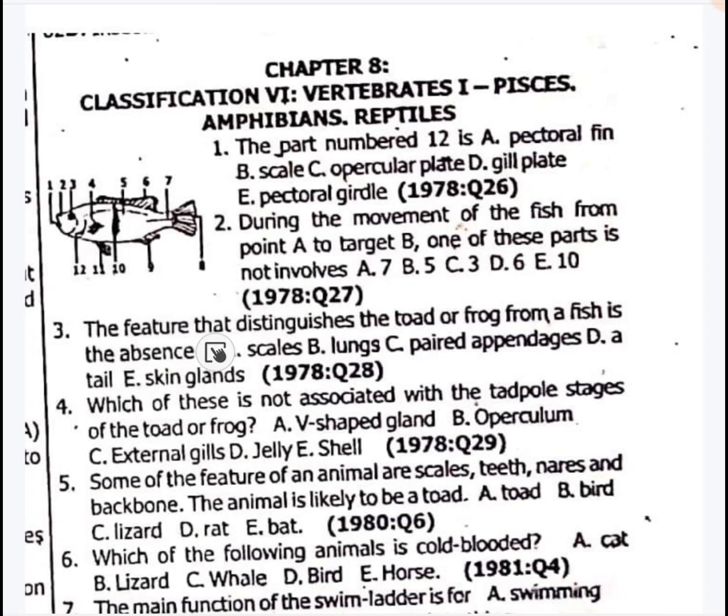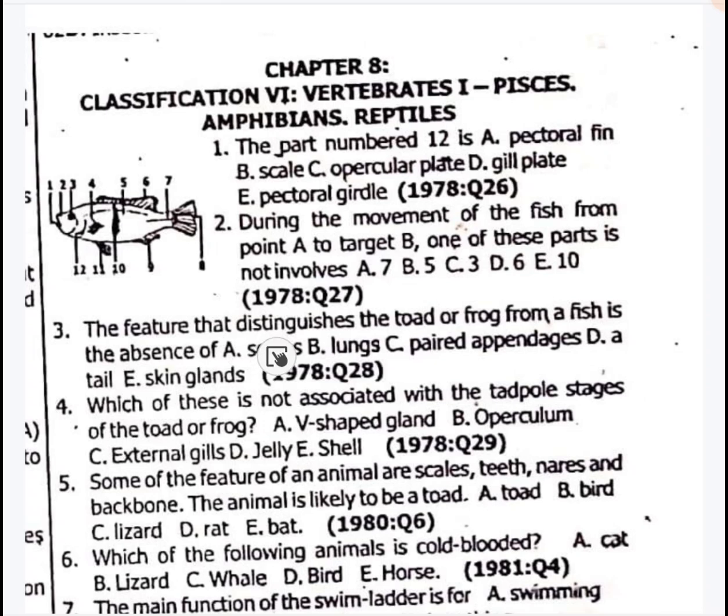Question 3, the feature that distinguishes the toad or frog from a fish is the absence of scales. The toad and the frog do not have scales, while the fish would have scales. Why? I would go again. The feature that distinguishes the toad or frog from a fish is the absence of scales. Number 3 is option A.